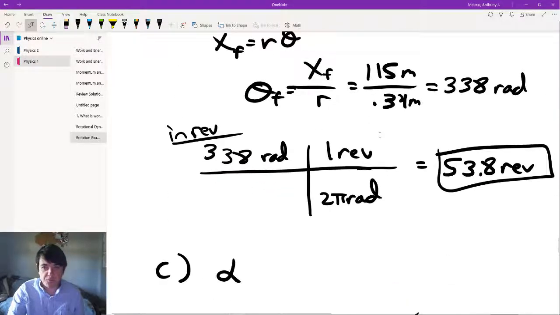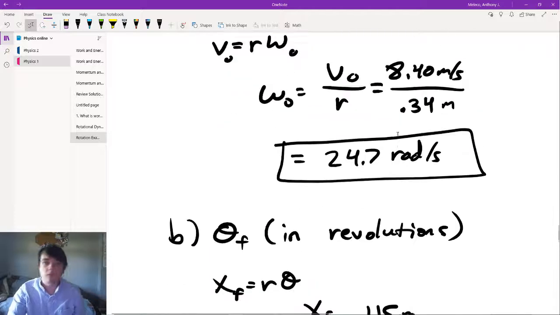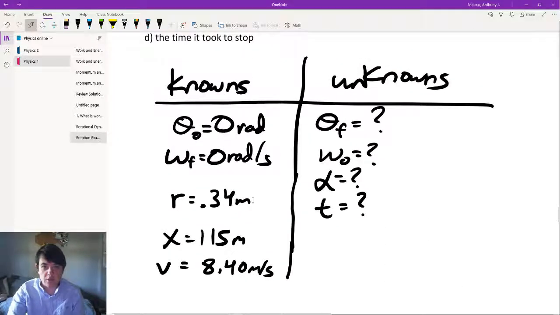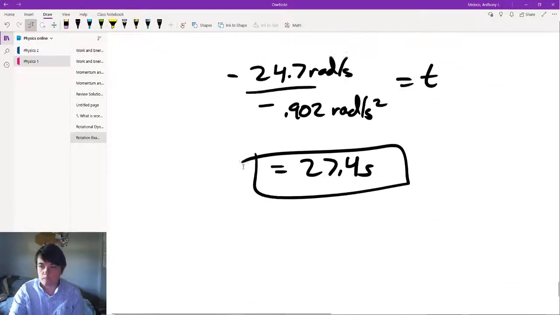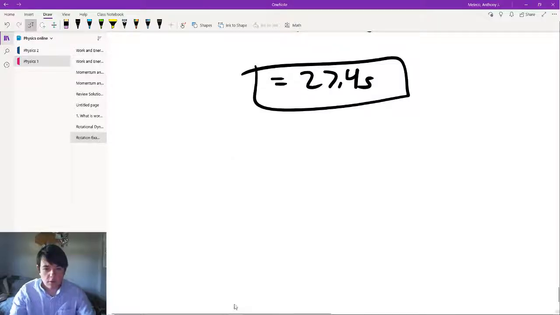So again, the main thing here is being consistent with units. As long as you do that, you go through, you do all your knowns and unknowns, you should be able to do these. Okay. All right. Let's do the next one.